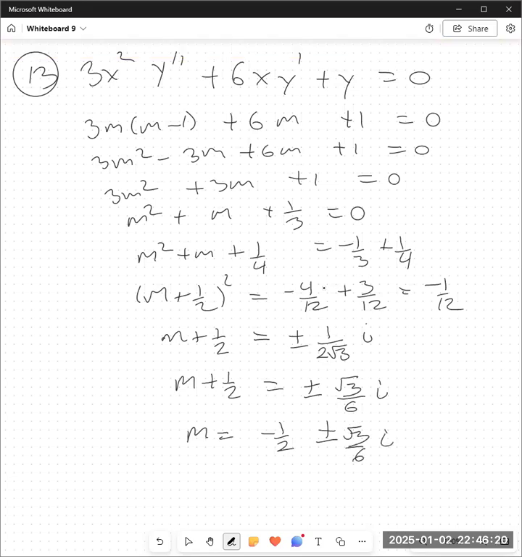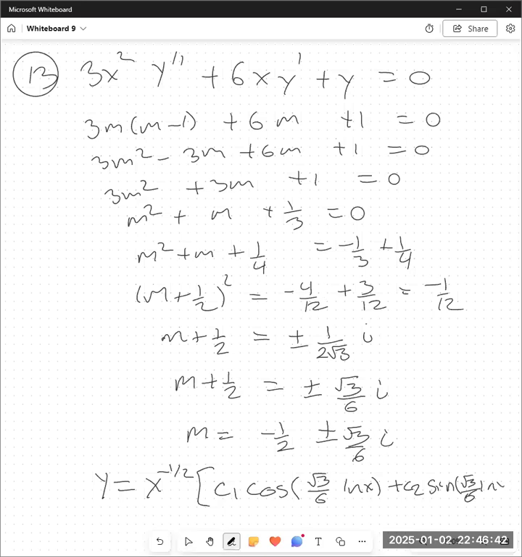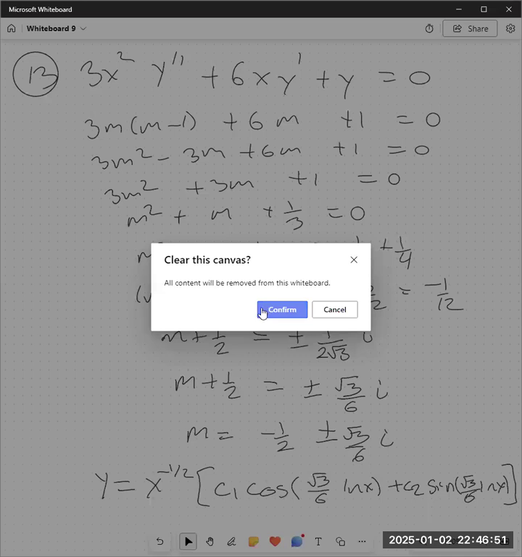√3/6 i. So y equals x to the alpha times c1 cosine of beta ln of x plus c2 sine of beta ln of x, like so. And let's go ahead and do another one.